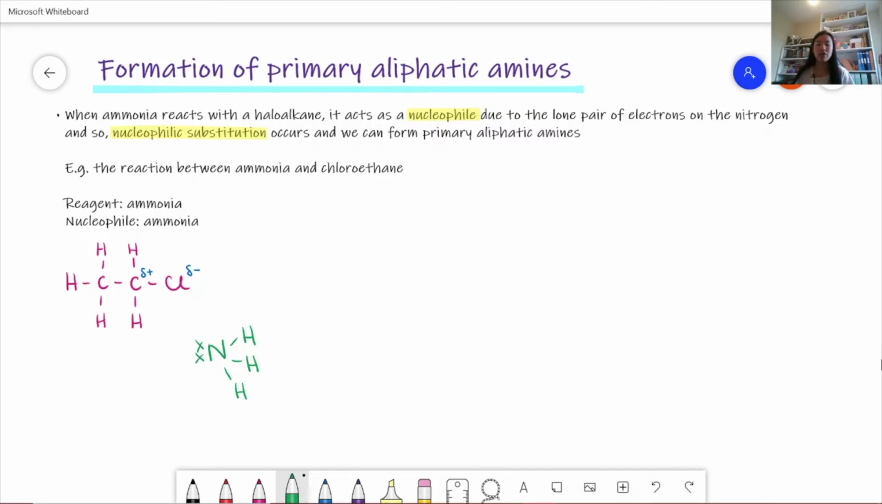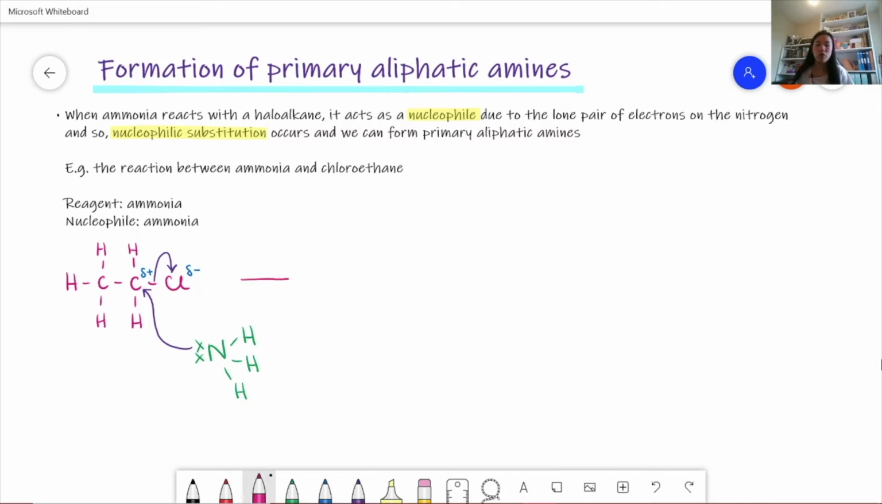And we also have the lone pair of electrons on the nitrogen. It's because of these 2 electrons that ammonia can act as a nucleophile, because it's attracted to the partially positive carbon, and so it attacks that carbon. Then because we have incoming electrons, the electrons from this covalent bond feel a repulsion and move towards the chlorine, and this is how we get rid of the chlorine.